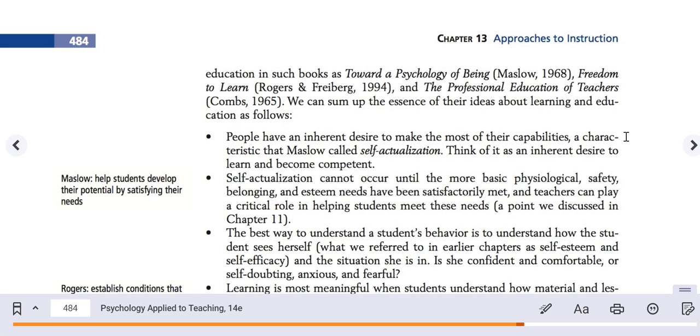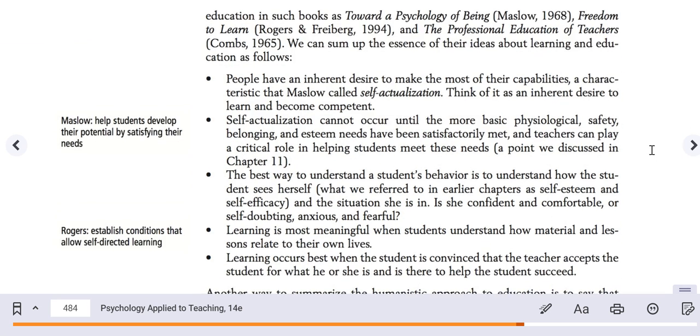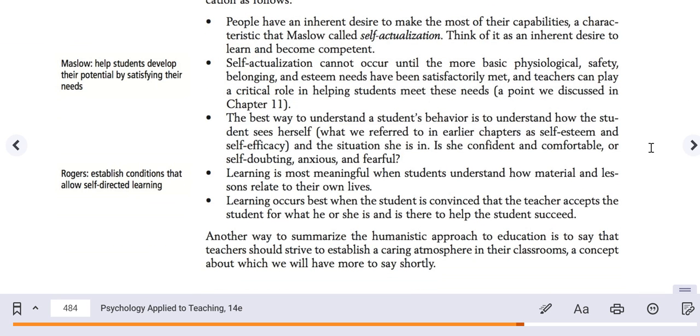We can sum up the essence of their ideas about learning and education as follows. People have an inherent desire to make the most of their capabilities, a characteristic that Maslow called self-actualization. Think of it as an inherent desire to learn and become competent. Self-actualization cannot occur until the more basic physiological, safety, belonging, and esteem needs have been satisfactorily met. And teachers can play a critical role in helping students meet these needs.